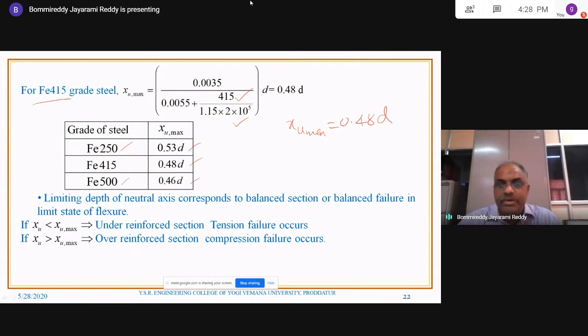So you have to remember this. You have to remember this because these are the standard steel reinforcement. Sometimes a numerical question may be: what is the limiting depth of the neutral axis for Fe 500? That may be the question. So you need to answer 0.46D. Or if the question is for Fe 415, it is 0.48D, or for Fe 250 it is 0.53D. So you have to remember this.